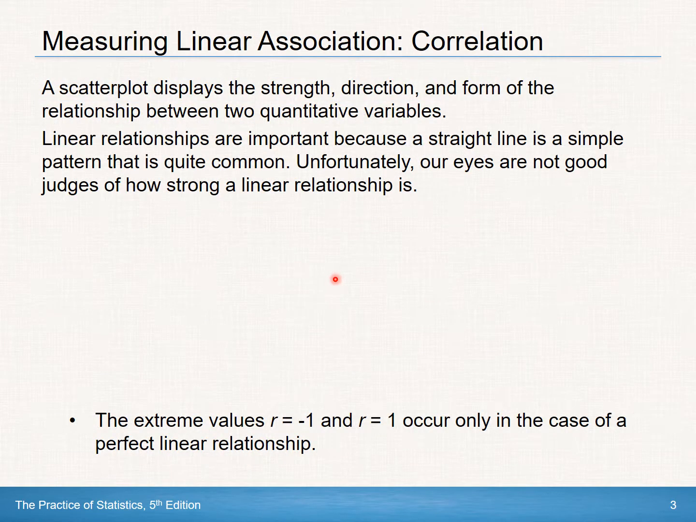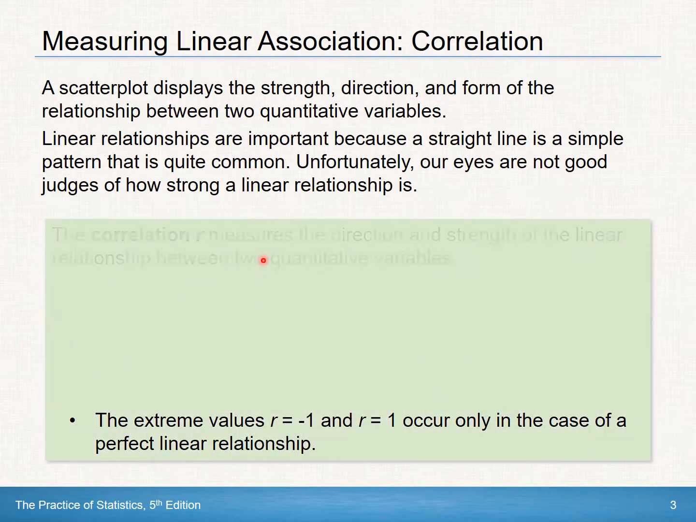So remember, a scatter plot displays the strength, direction, and form of the relationship between two quantitative variables. Linear relationships are important because a straight line is a simple pattern that's quite common. Unfortunately, our eyes are not good judges of how strong a linear relationship is.